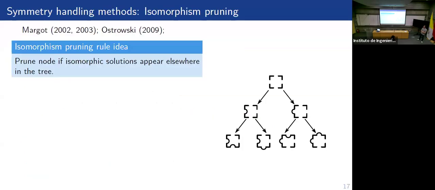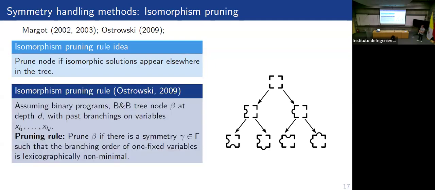So first, what is isomorphism pruning? This is a dynamic symmetry handling method. The idea is that if we can recognize that we will find symmetrically equivalent solutions elsewhere in the tree, then we can stop searching within the branch and bound node that we are in and just say, oh, somewhere else in the tree you will find a solution like that. The question is, how can you do that in a systematic way? Margot introduced this for a rather static branch and bound, and later Ostrowski showed that this can be done for arbitrary branching processes.